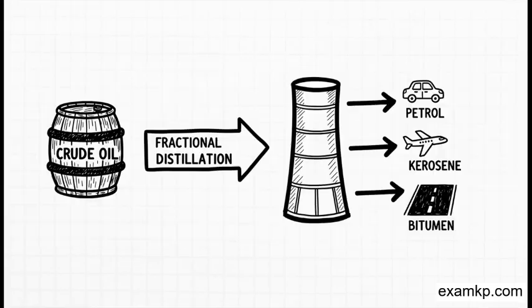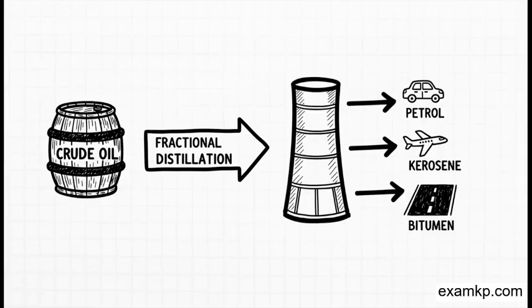All right, let's talk fuel. A lot of our economy runs on petroleum, also known as crude oil. But crude oil itself is a messy mixture. So how do we separate it into useful things like petrol? We use a process called fractional distillation.